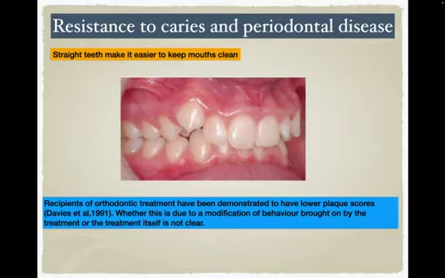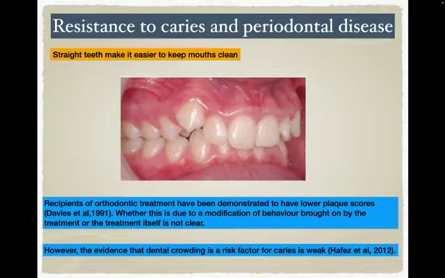But this could be because of the behavioral changes that the patient has, not necessarily because of the teeth becoming straight. And because of that, there is no evidence to say that dental crowding is a risk for caries. As you can see in this photograph, the patient has crowding, but look, the oral hygiene is good. So cleaning the teeth, even if they are crowded, will be more difficult, taking more time, but it's not impossible.